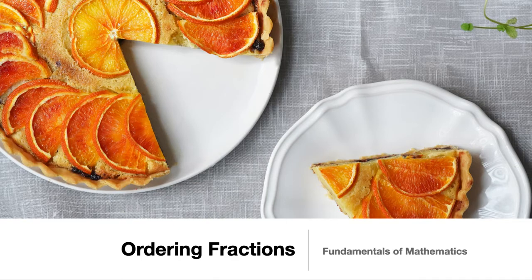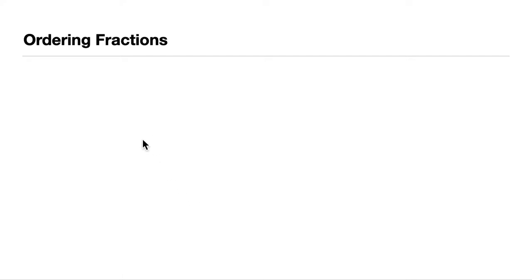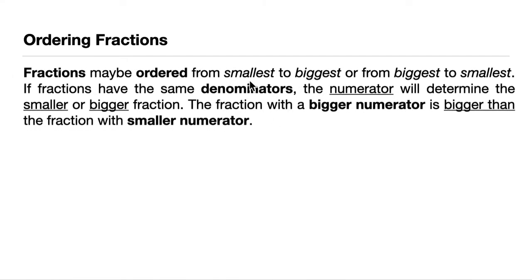Folks, in this another video about fractions in the fundamentals of mathematics, we're going to talk about how to order them, from least to greatest or greatest to least. Fractions may be ordered from smallest to biggest, that's least to greatest, or from biggest to smallest, that's greatest to least. If fractions have the same denominators, this is our case 1, the numerator will determine the smaller or bigger fraction.